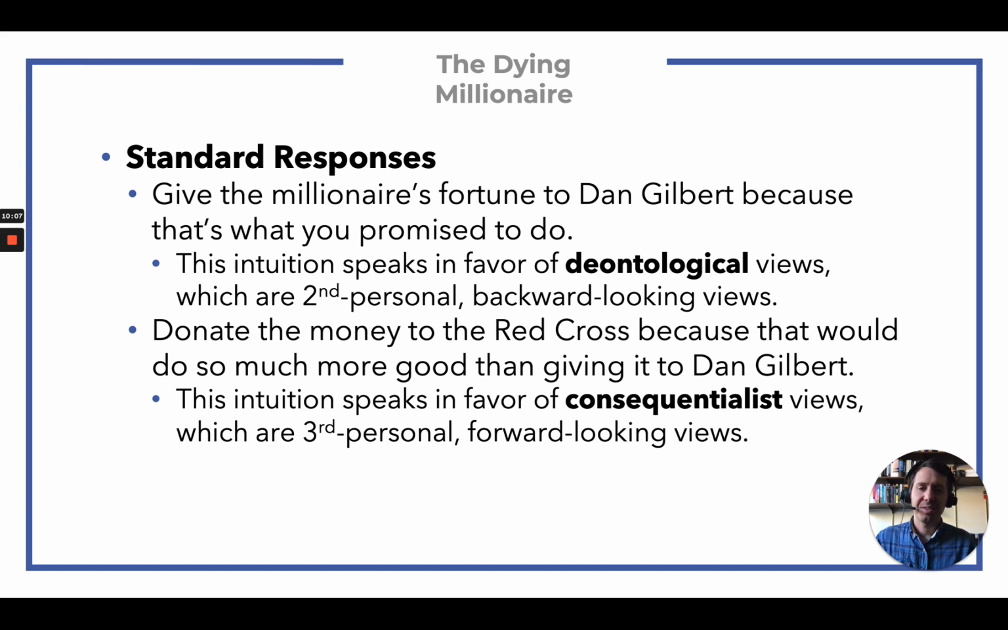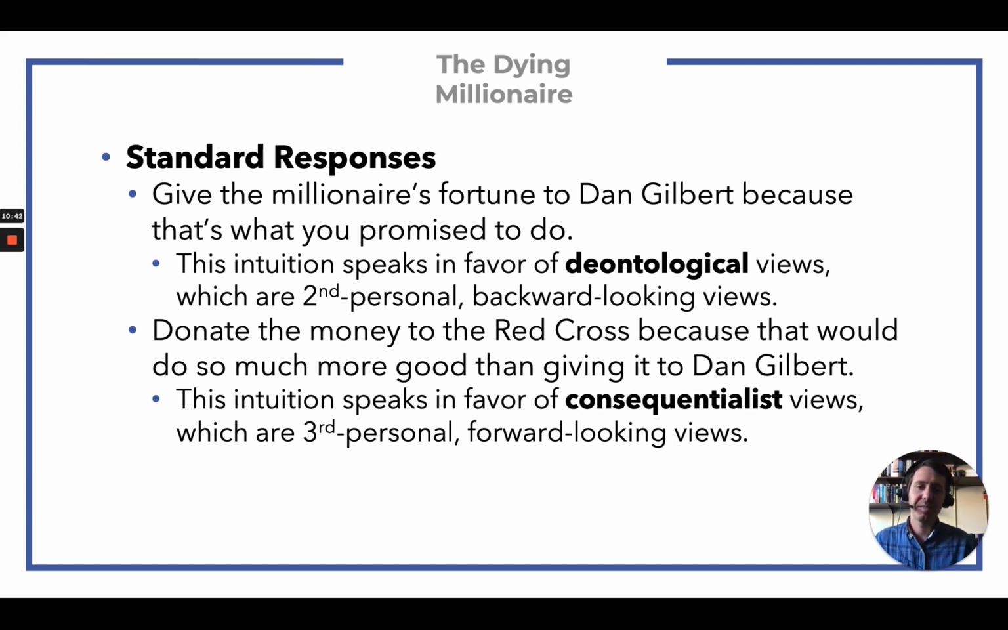So they sort of say, well, you do have these particular relationships to people like the dying millionaire, but you also have relationships to people who are dying overseas. You may think it's not a very close connection, but consequentialism sort of takes the God's eye point of view, right? This very third personal, objective standpoint. And it just looks forward, right? The fact that you made a promise, who really cares about that? What matters is how much good you can do going forward. So that's that kind of view. Consequentialism speaks in favor of donating the money to the Red Cross.